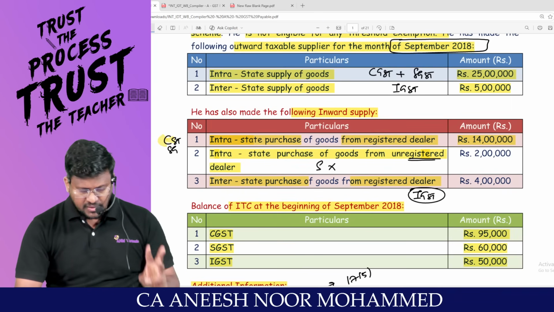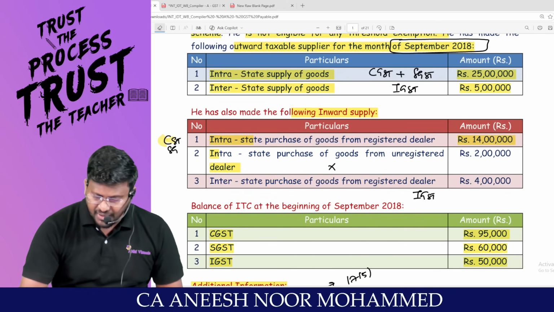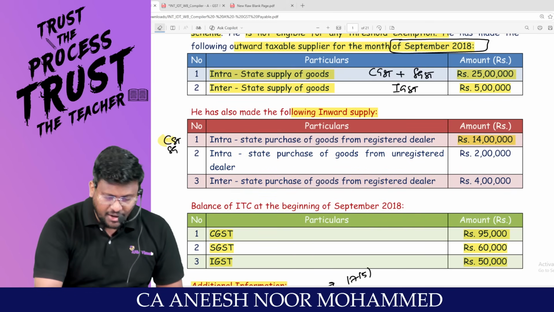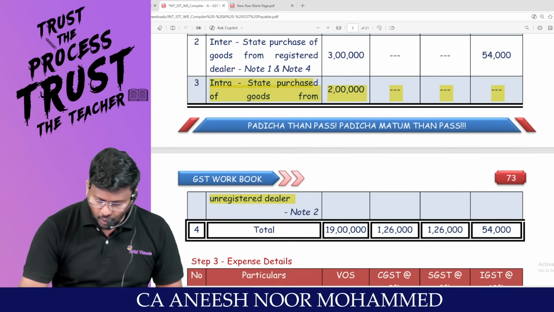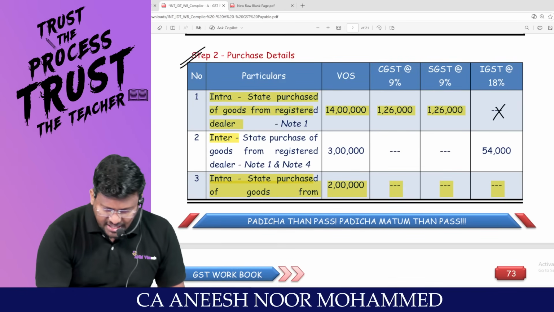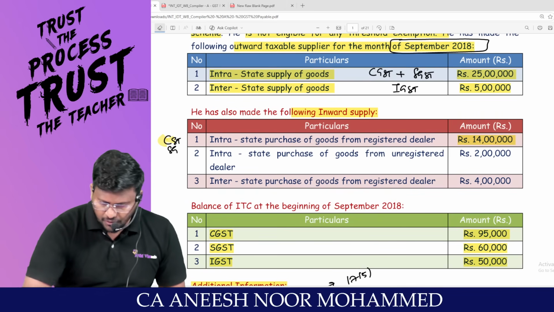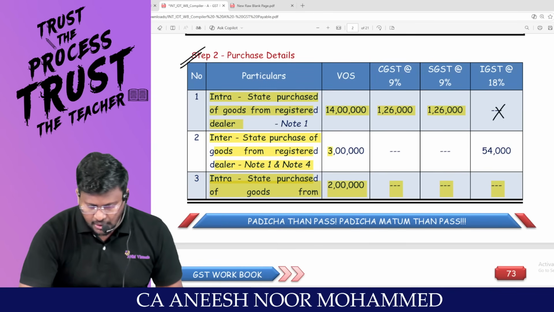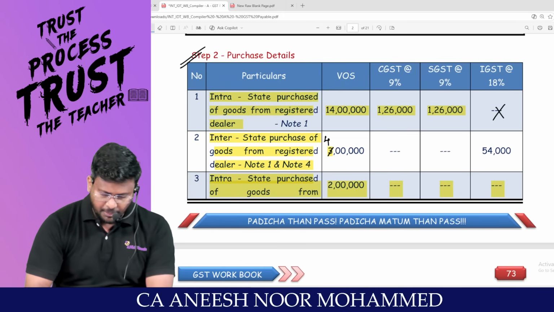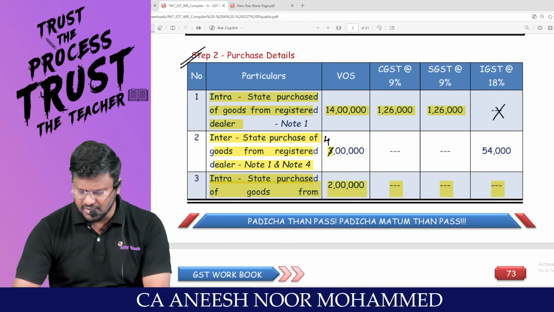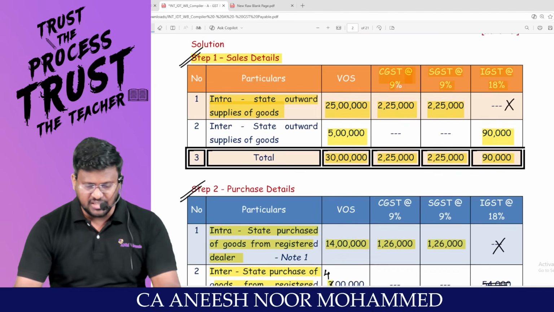Number 3, interstate purchase of goods from a registered person. Then that registered person would have collected what? IGST from us. What is the value? 4 lakh. That means interstate purchase of goods from a registered dealer. The value is how much? 4 lakhs, my dear lovable students. So 4 lakhs into how much would you have paid? 18%. So 4 lakh into 18% comes to 72,000, which would have been the GST we paid.